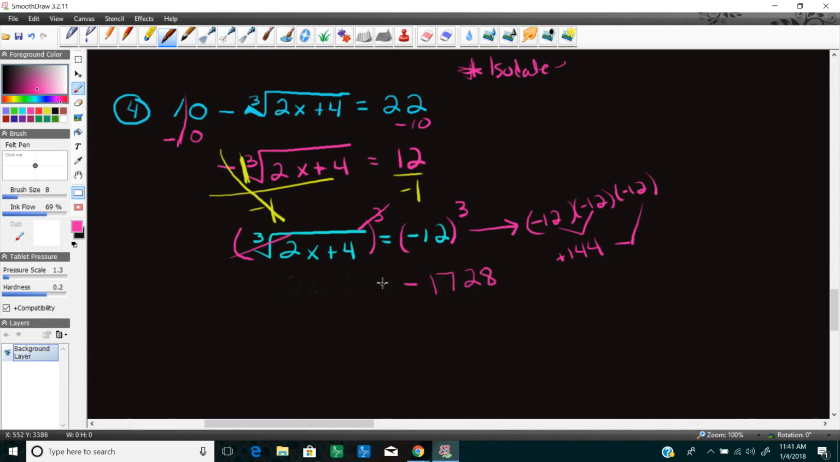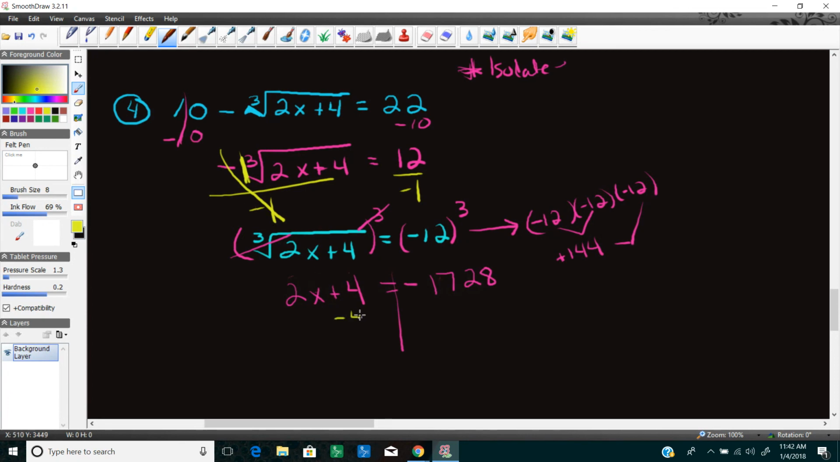And don't think I'm a genius or anything. I already calculated this before. So negative 1728, bring down that 2x plus 4. Okay, and again, it's a simple linear equation here. Big numbers, but same steps as usual.